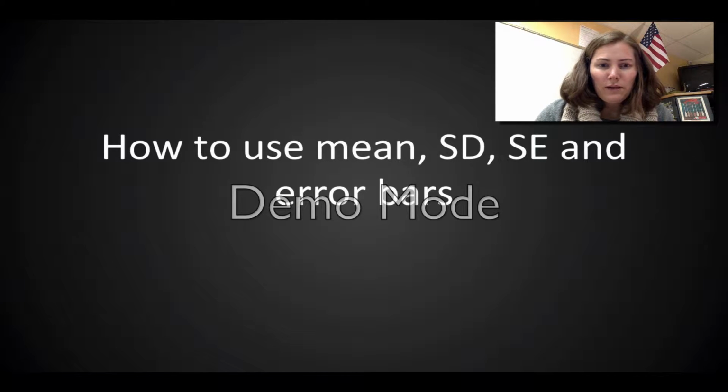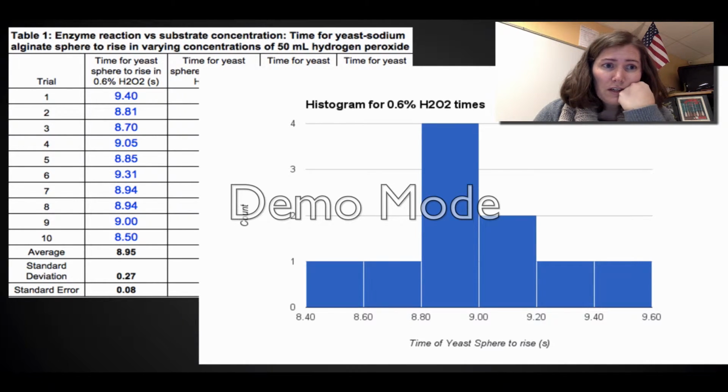Hi there. Okay, we are going to just talk quickly about how to use the mean, standard deviation, and standard error to make error bars for your graphs for this enzyme lab. So what I've done here is I have made a histogram for some times of a yeast sphere to rise.